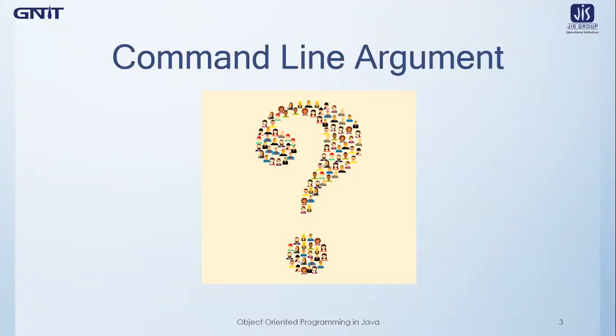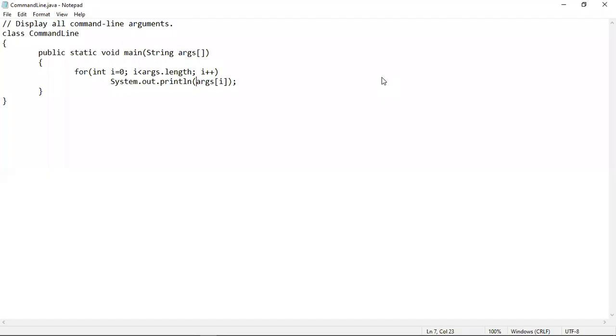So let us do a simple program to understand how to use command line arguments in a program. This is a very simple program that will demonstrate how to use command line arguments in a Java program. This program displays all the command line arguments that have been passed into it while executing the program. So this is the main class. The class name is CommandLine, and that's why I have saved the program using the file name CommandLine with the extension .java. This is the main method.